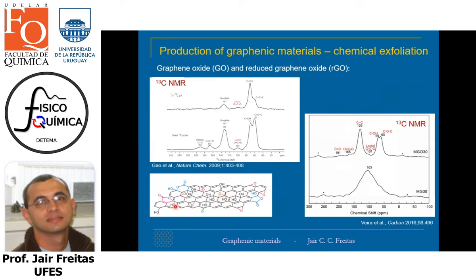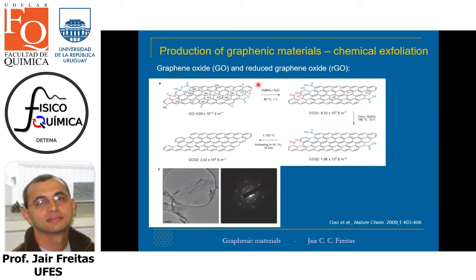We can characterize this structure using different methods, especially in our group. We use a lot solid-state carbon-13 NMR, which will be the subject of another talk tomorrow. So we can characterize the presence of these oxygen functional groups and also see the signal due to the sp2 carbons. And more importantly, we can follow the reduction process.